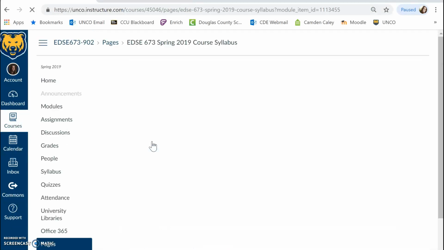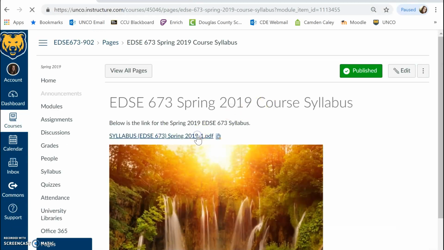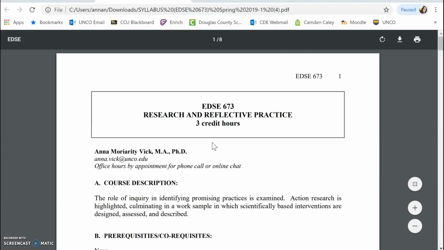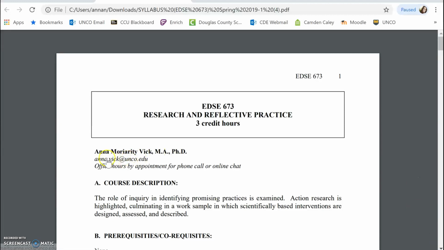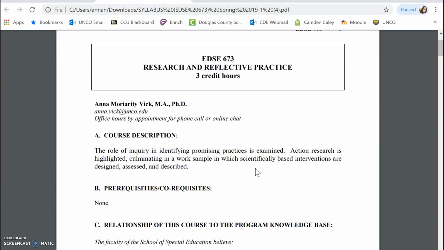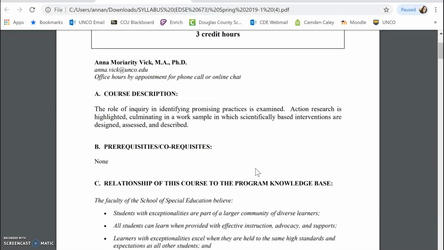For the syllabus, we'll pull that up here. You can see it's right in Canvas as well. And this syllabus includes my contact information. Email is the fastest way to reach me, but I'm happy to also set up a phone appointment or chat online. We can set up a video conference, whatever you prefer. Please feel free to reach out via email and we can get that going, get that scheduled.